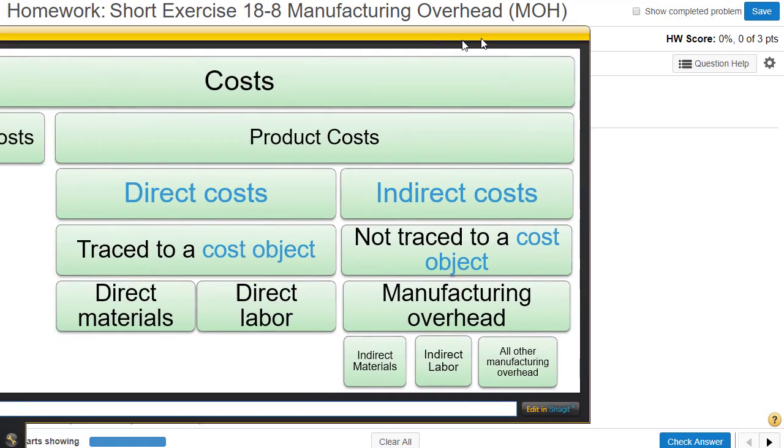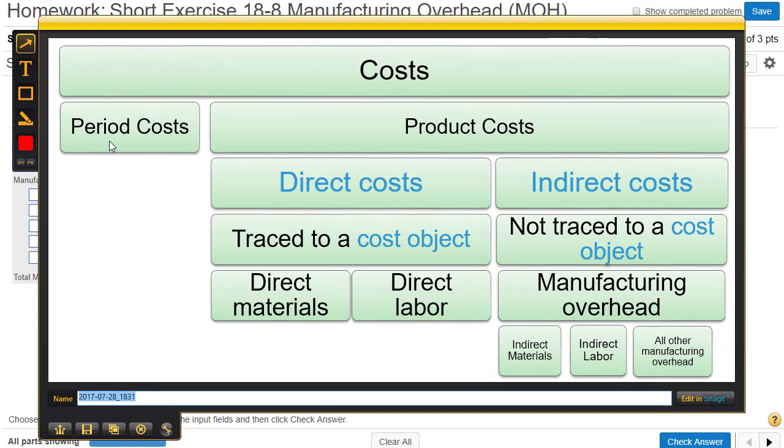So remember from the slides, all costs are either period costs or product costs. Product costs are either direct or indirect. Direct costs are costs that are directly tied to the product, and we can tell which products they went to. Direct materials would be like the parts of the product. Direct labor are the people that work directly on the product.